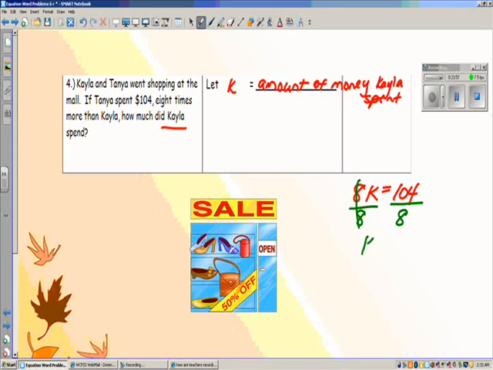So 8 goes into 104 how many times? 13. So what does that 13 represent? How much money Kayla spent. So to answer our question, Kayla spent $13 at the mall.